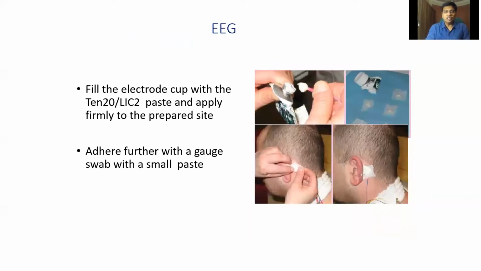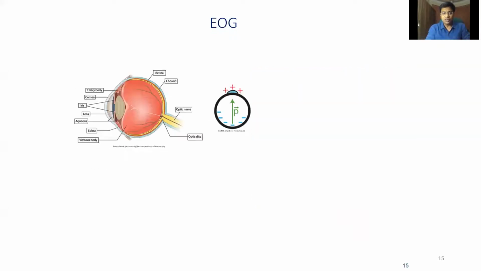Once you have cleaned it, you need to have a Ten20 cream, and you have to have gold plated EEG electrodes ready. Then you need to place this cream on the patient's scalp, and you have to have the gauze ready. Just put on the cream, and that is it. I showed you how to put the EEG electrodes. However, I'll show you the practical part also on the dummy.